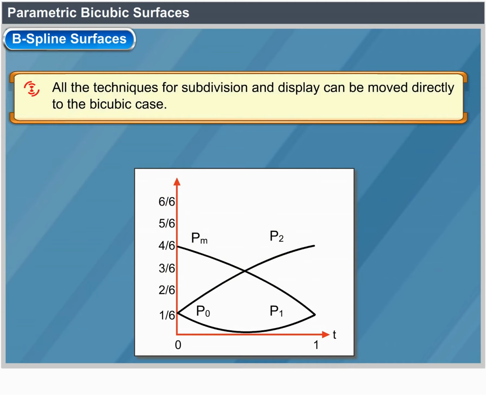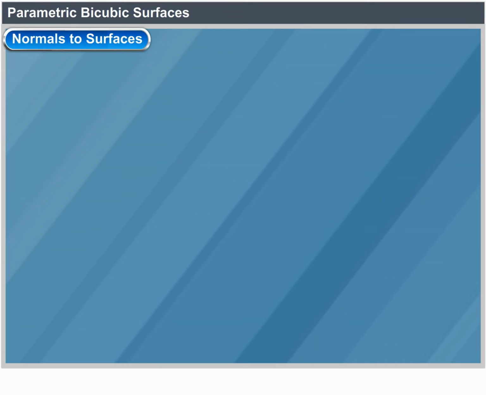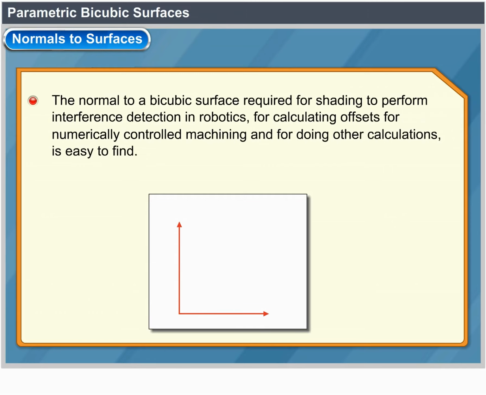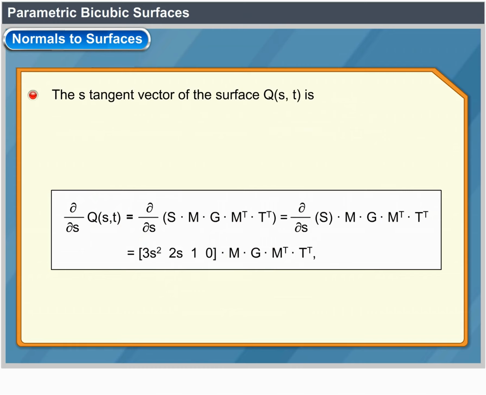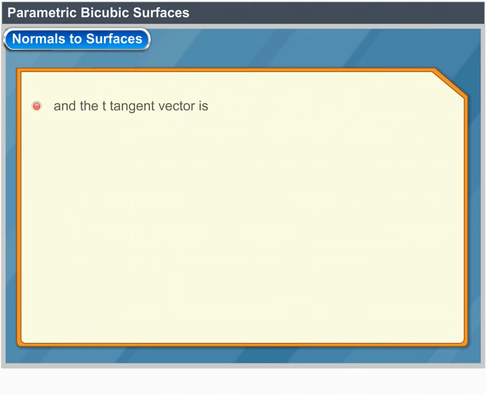Normals to surfaces. The normal to a bicubic surface needed for shading, for performing interference detection in robotics, for calculating the offsets for numerically controlled machining, and for doing other calculations is easy to find. The S-tangent vector of the surface Q(S, T) is, and the T-tangent vector is given by the equations below.